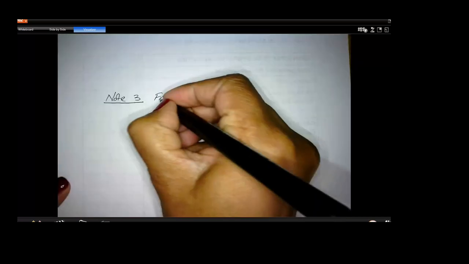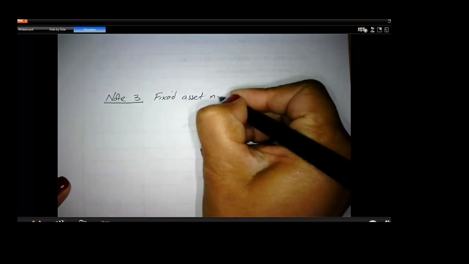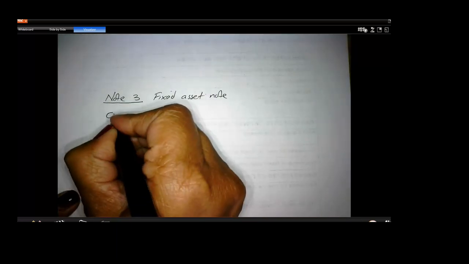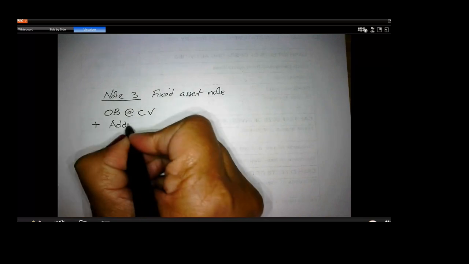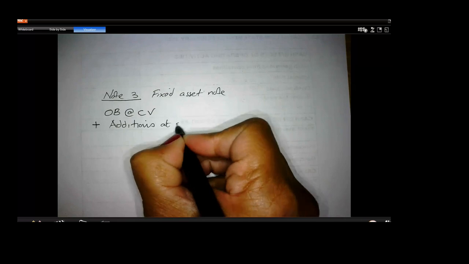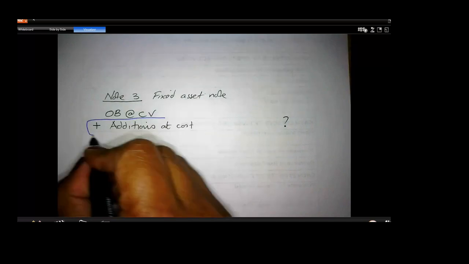Please take out a piece of paper, and I'm going to show you a very quick way to calculate that. You need to reconstruct note number 3 of your financial statements. Note number 3 is the fixed assets note, and we only reconstruct the total column. So we are going to have opening balance at carrying value as our first line, and I'm sure your teachers have shown you this again. Then we add additions at cost. And this is the calculation that we are trying to work out. That additions at cost, this amount here.